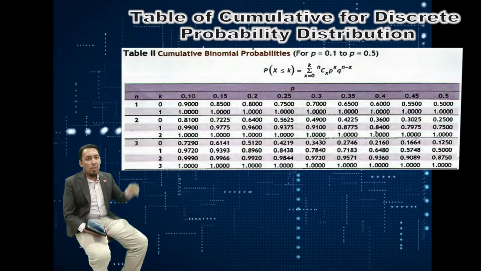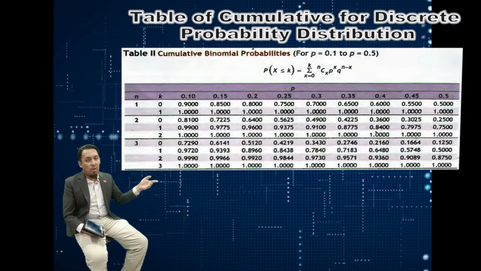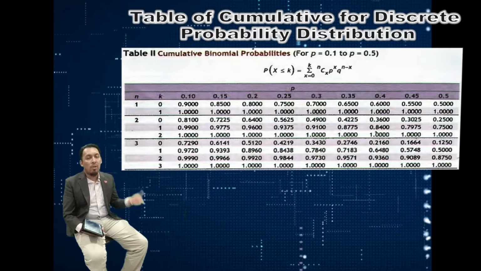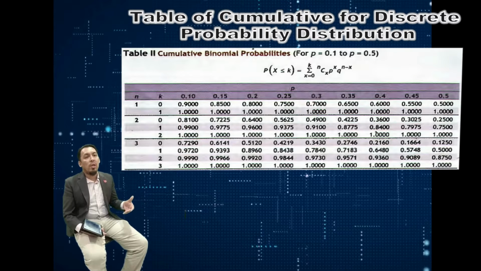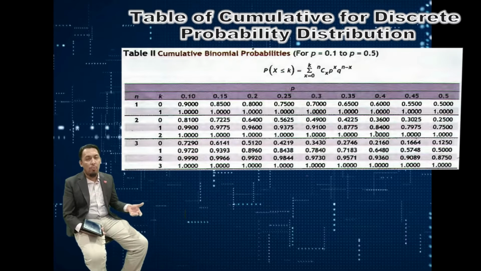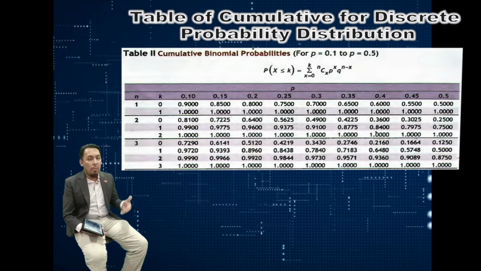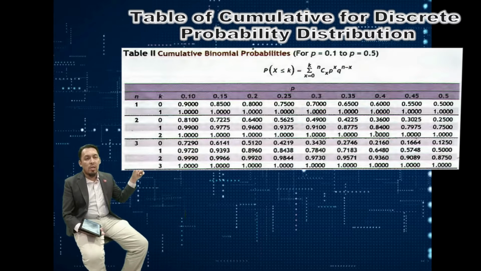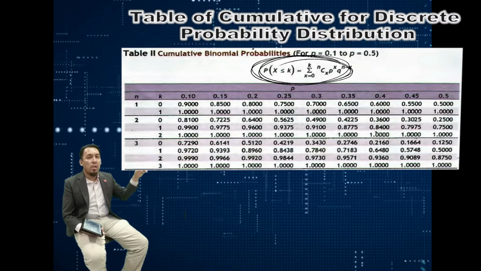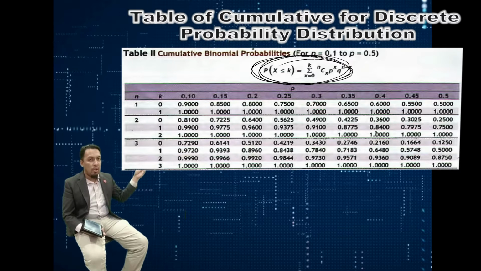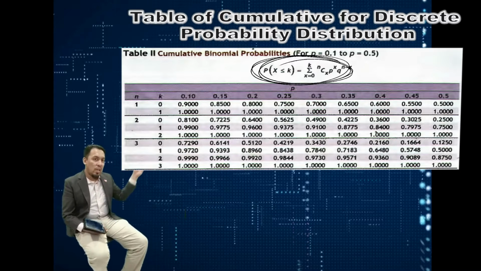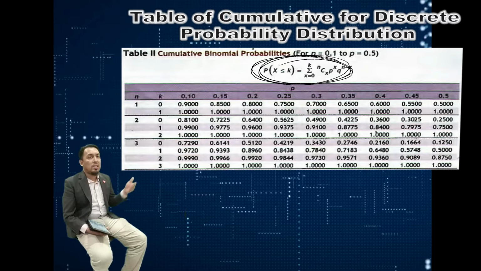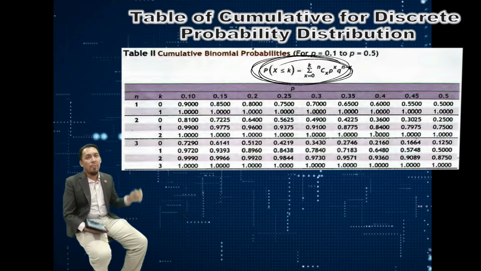We actually have several kinds of cumulative distribution tables, depending on how they create it. The difference will be in how they accumulate the probability. By that I mean, if you refer to the general formula of binomial at the top of the table, you are going to see for this case it is written P capital X less than or equal to K.